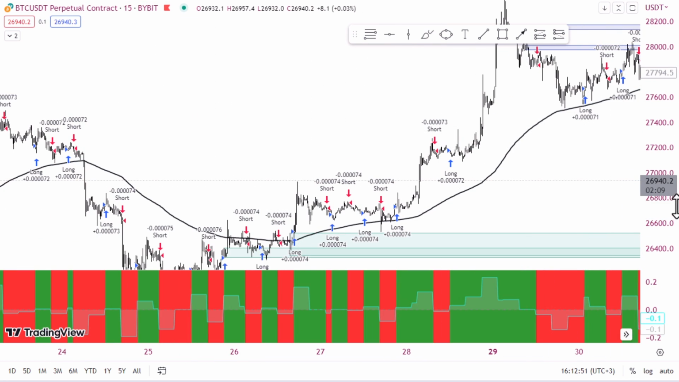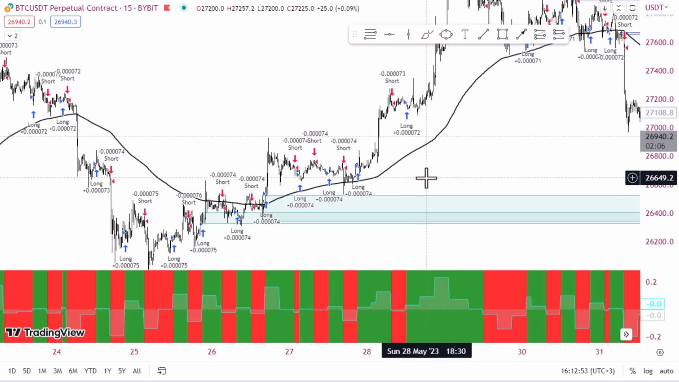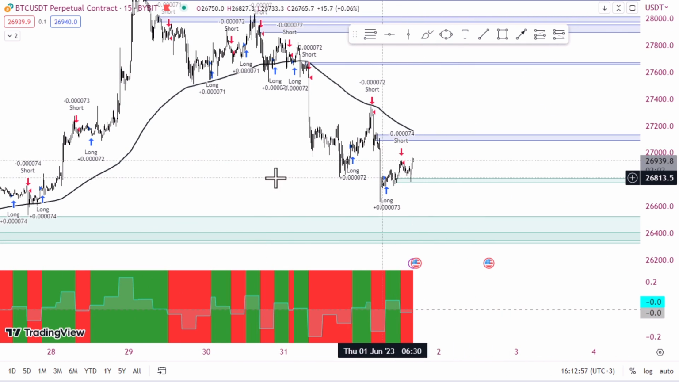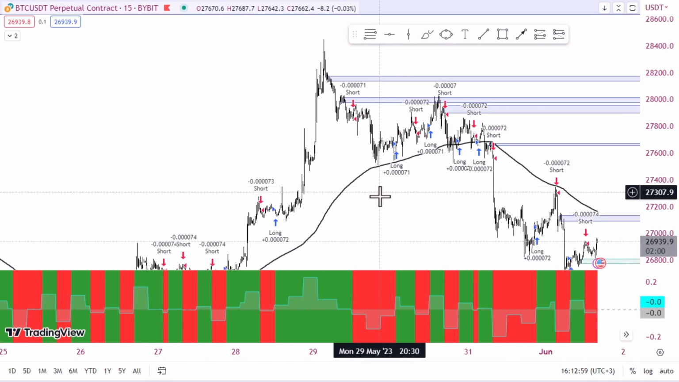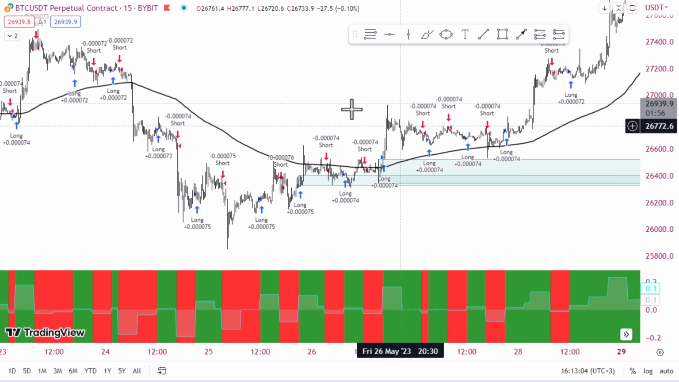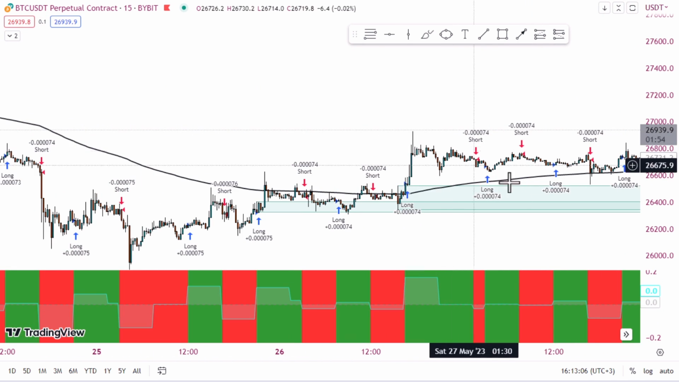When the price revisits an order block, traders usually look for price action signals such as a reversal pattern or a break and retest of the level to enter trades, with the expectation that the price will respect the order block and move in the anticipated direction.